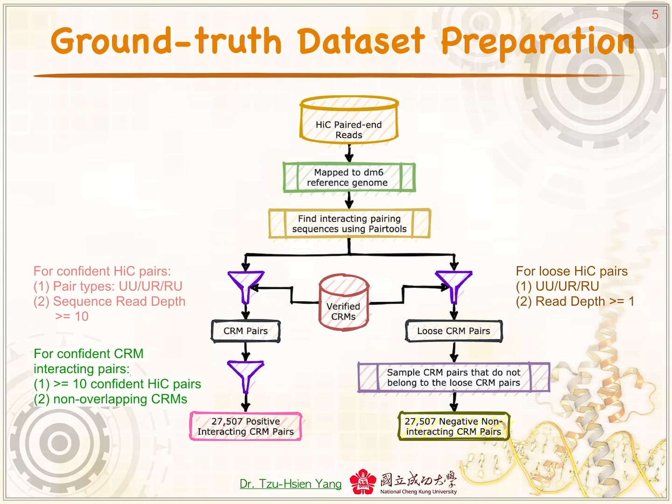On the right-hand side, we try to generate the negative, non-interacting CRM pairs, and we first define the loose Hi-C pairs. And the criterion for loose Hi-C pairs is they are of UU, UR, and RU types, and the reads of them are at least 1. And by overlapping the loose Hi-C pairs with the verified CRMs, we can get the loose CRM pairs. And we then sample CRM pairs that do not belong to the loose CRM pairs so that we can get those non-interacting CRM pairs from the Hi-C experiments. And the final positive and negative data are balanced. They have the same number.